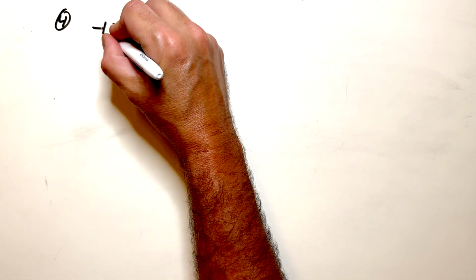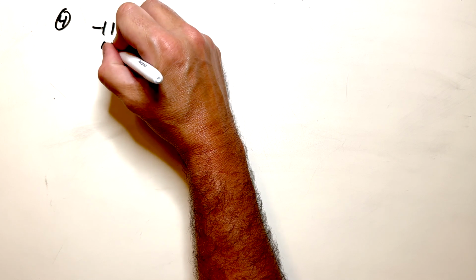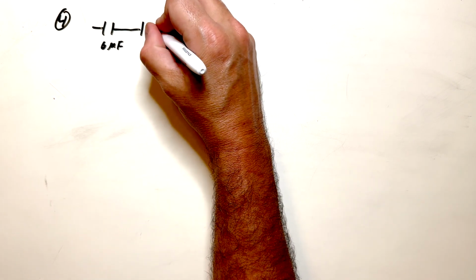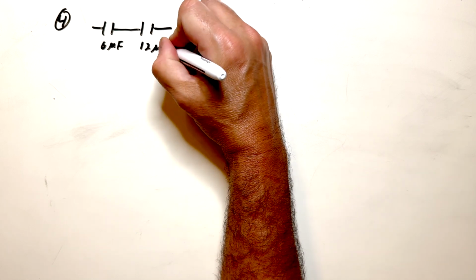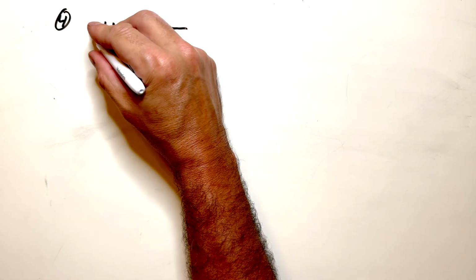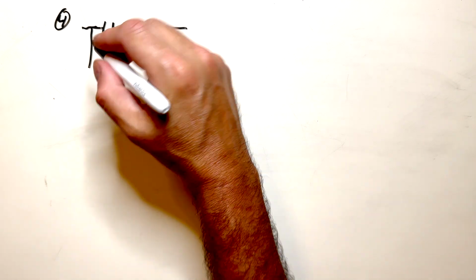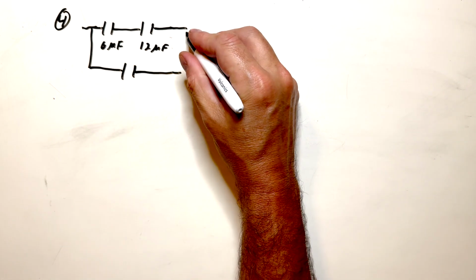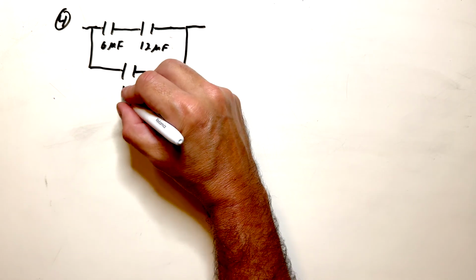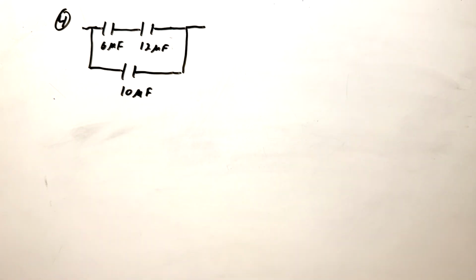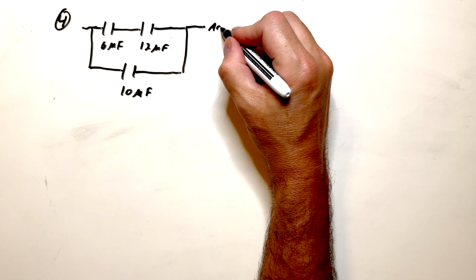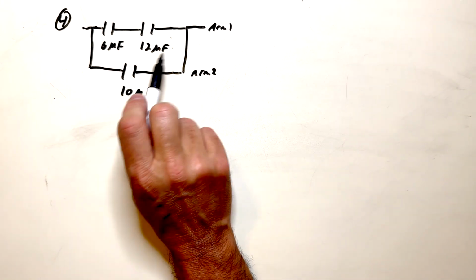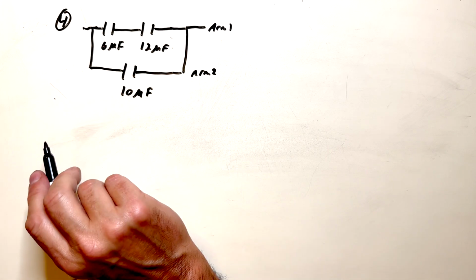So here we've got a 6 microfarad capacitor, and it's in series with a 12 microfarad capacitor. And this is in parallel with a 10 microfarad capacitor. Okay, so if I call this arm 1 and call this arm 2, we want to figure out what the effective capacitance is in arm 1. That's 2 capacitors in series.